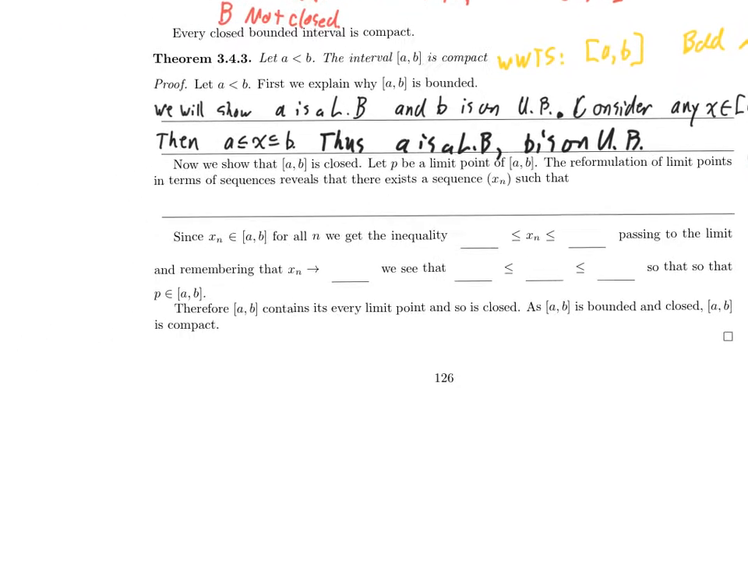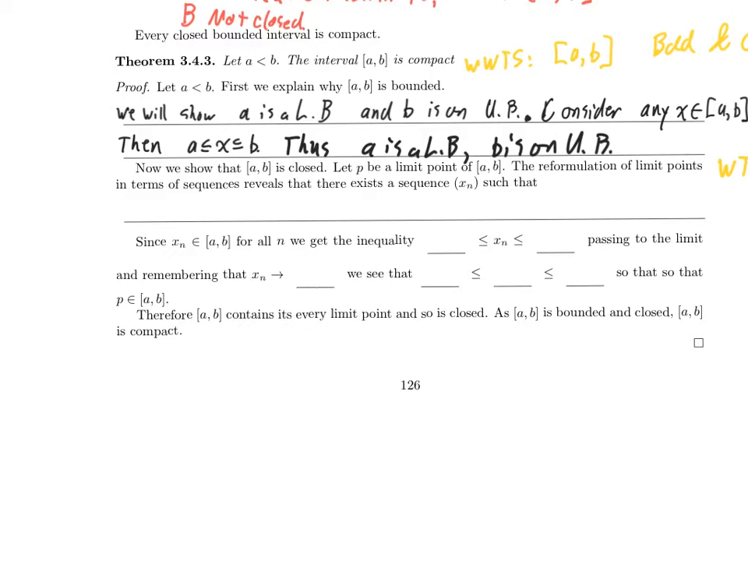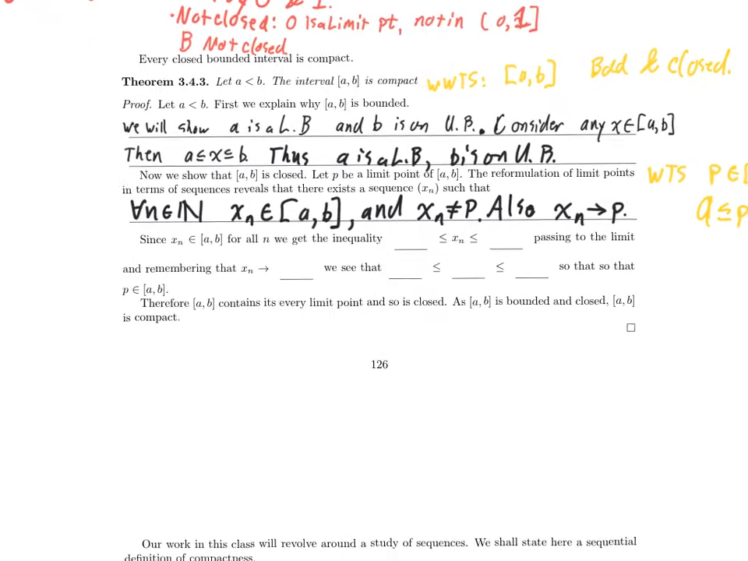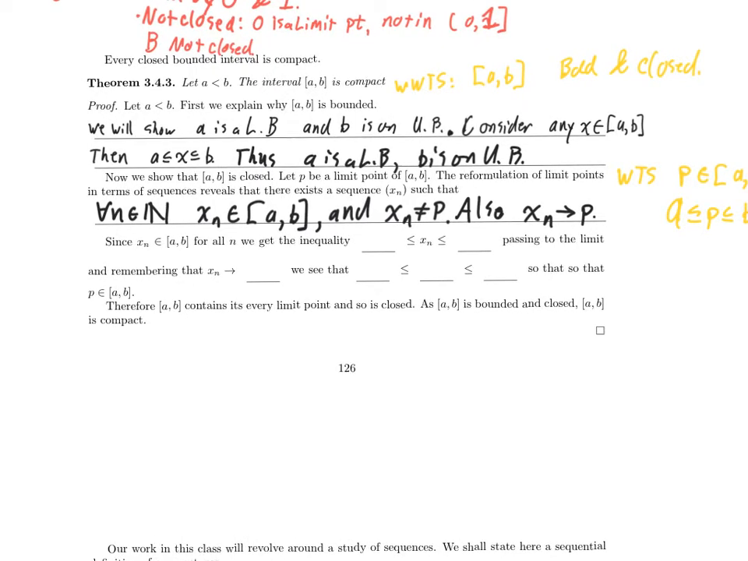Let P be a limit point of the closed bounded interval from A to B. By the reformulation of limit points in terms of sequences, there is a sequence xn of elements of that set, such that for all n in the natural numbers, xn is in [A, B], and xn is not equal to P. Moreover, the sequence converges to P. So we get a sequence xn, which is always in the interval from A to B, which is never itself equal to P, but which converges to P. And there's my goal.